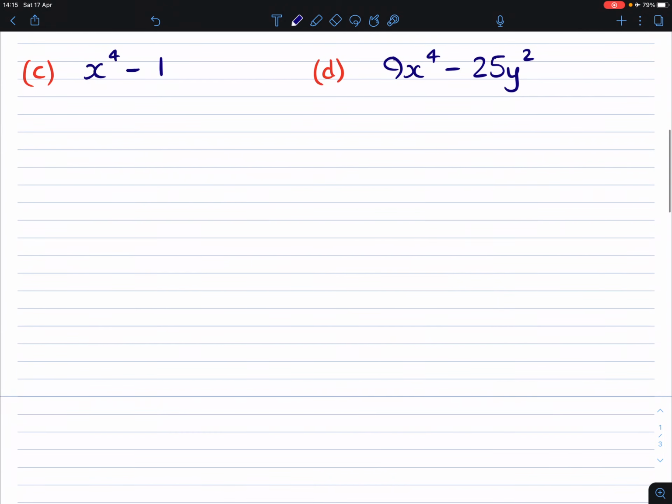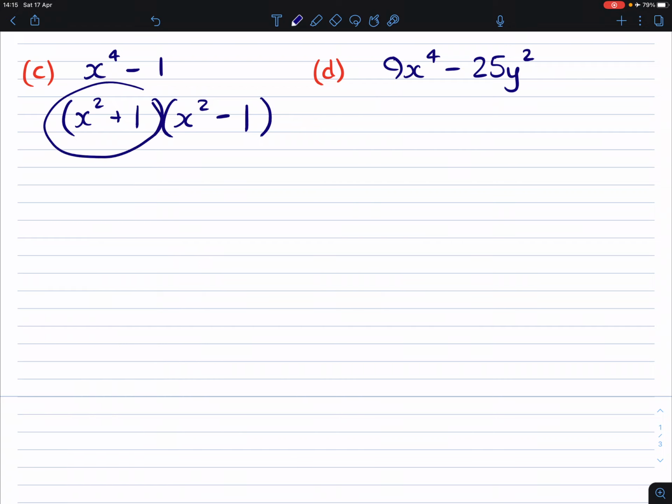Next one. x to the power 4 take away 1. Nothing in common, two terms, take away sum in between, both have a nice square root. The nice thing about 1 is that its square root is just itself. Square root of x to the power 4 is x squared. We have a plus and we have a minus.